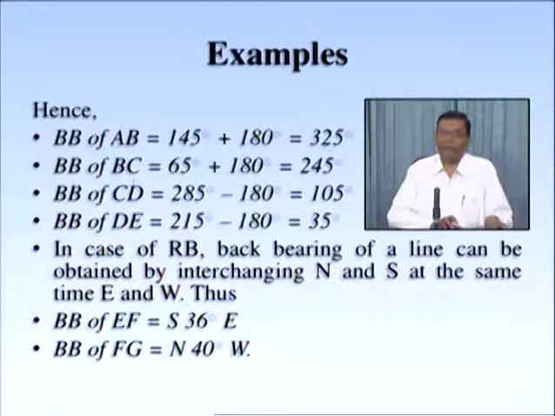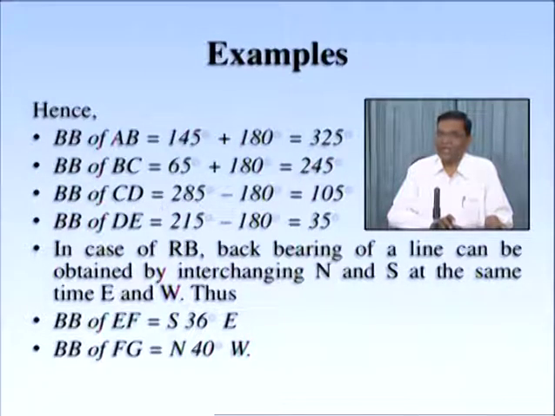Same way for the line BC, the value given is 65, it is less than 180 degrees, so you have to add 180 degrees to get the back bearing of the line, and the answer is 245. Same way for the line CD, the value given is 285 and it is more than 180 degrees, so to convert the fore bearing to back bearing, here you have to minus 180 degrees because this value is more than 180 degrees. So if you subtract 180 degrees, the answer is 105, it is the back bearing of CD.